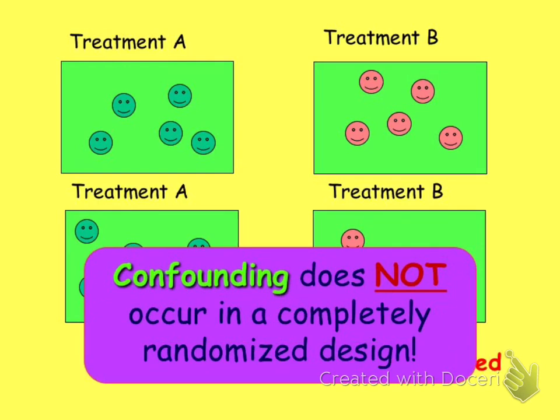Confounding does not occur in a completely randomized design. That's all I needed you to get out of that slide. That's what I got. Confounding does not occur in a completely randomized design. So when you completely randomize, that takes care of all confounding variables.